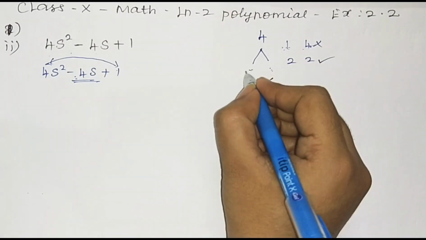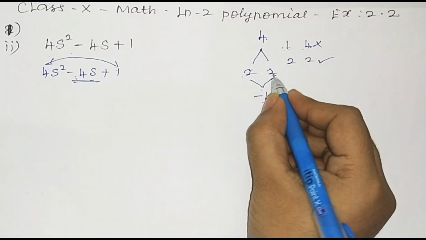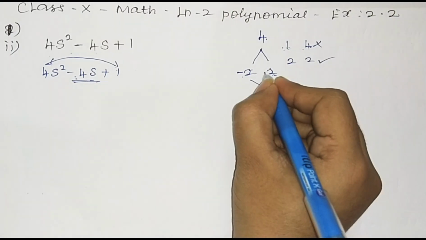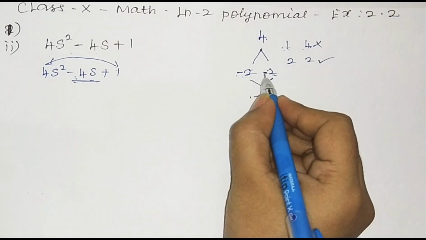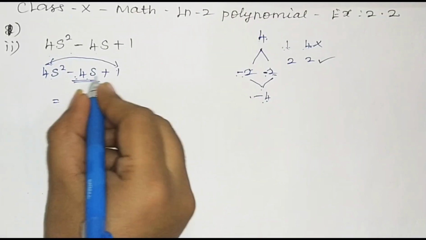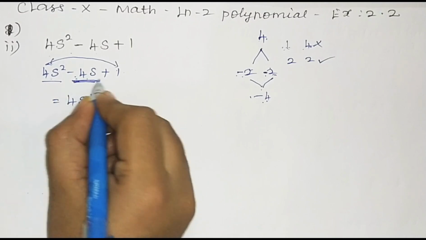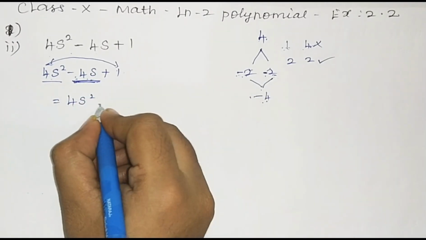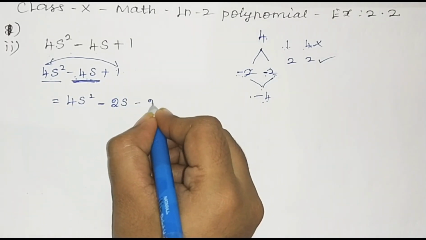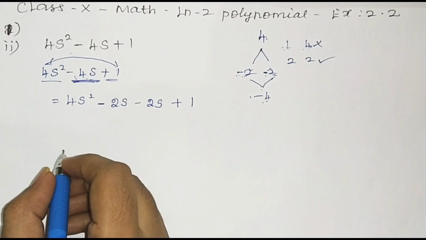We can consider 2 and 2. 2 2s are 4, and if you add both 2s you will get 4. Here minus is given, so on both sides you can write minus. Minus into minus is plus 4. So 4s square minus 4s plus 1: this 4s square you write as it is, minus 4s you split into 2, so minus 2s again minus 2s. The last constant term we write as it is, plus 1.